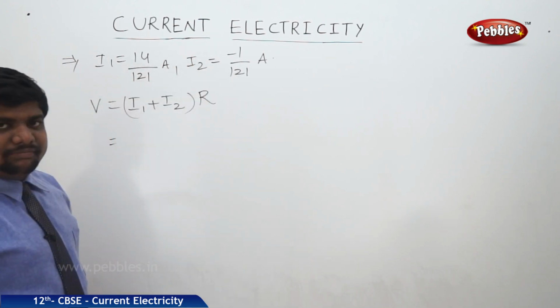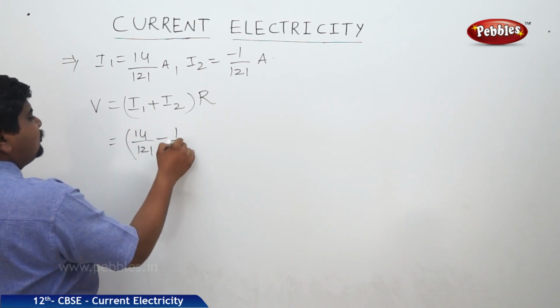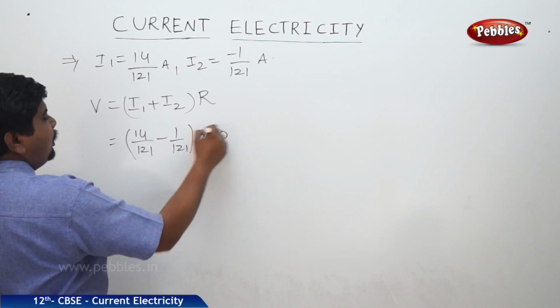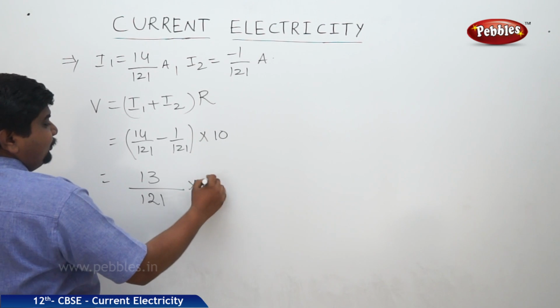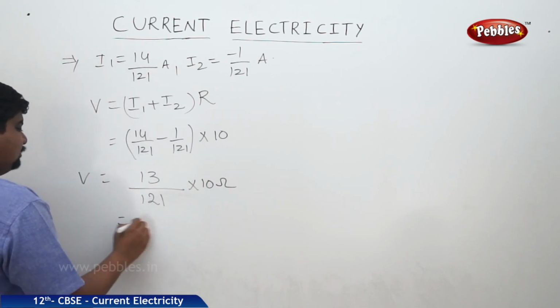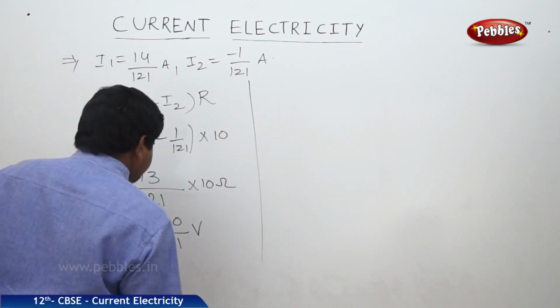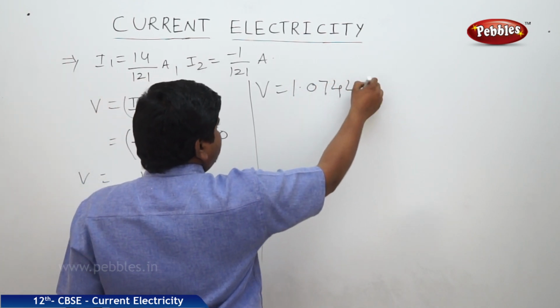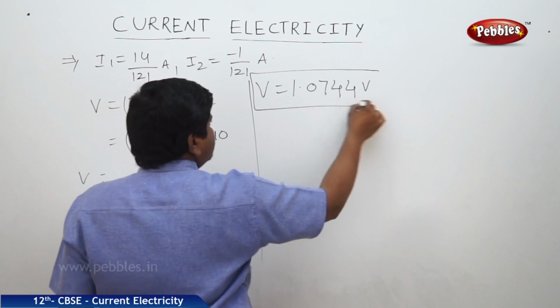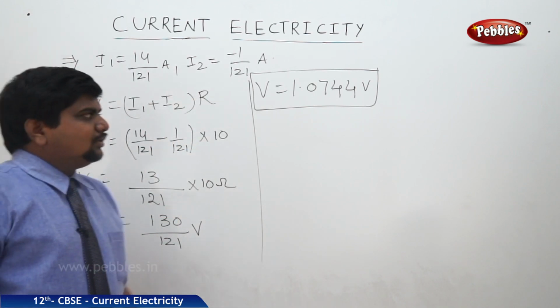So what is I1 plus I2? So it will be 14 by 121 minus 1 by 121 into R, which is equal to 10 ohms. This is 13 by 121 into 10 ohms is equal to V. Therefore, it is 130 by 121 volts. Therefore, the potential is 1.0744 volts. So 130 by 121, you will get the value V is equal to 1.0744 volts.